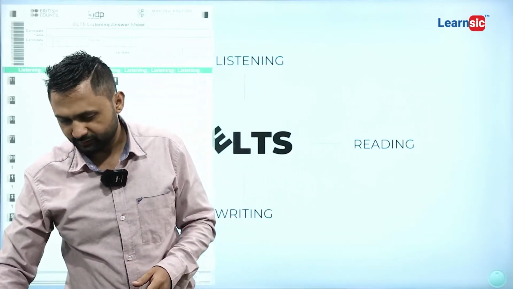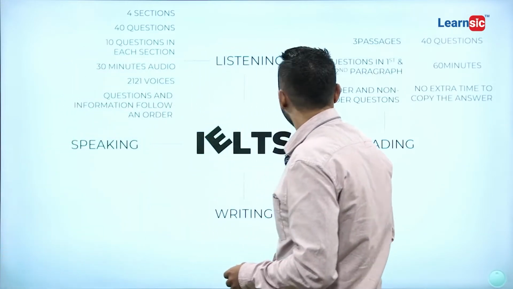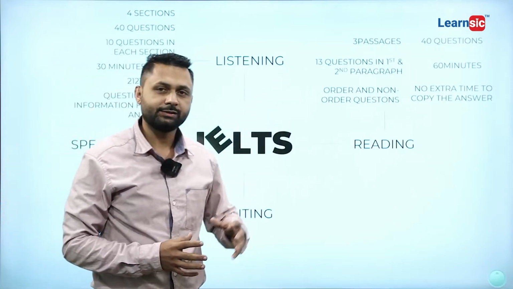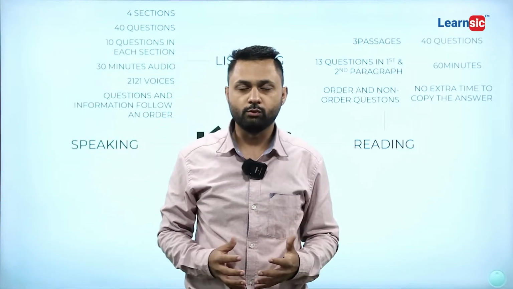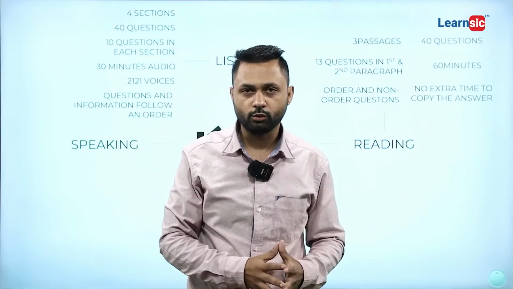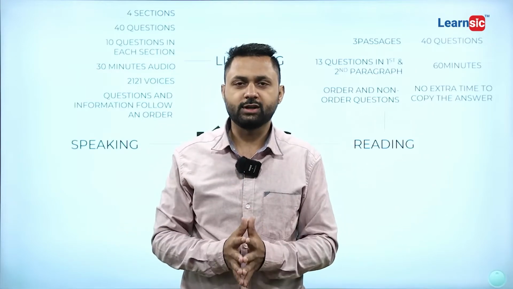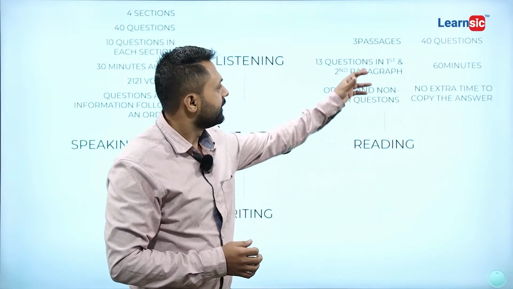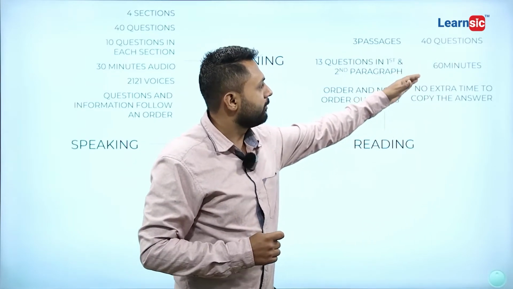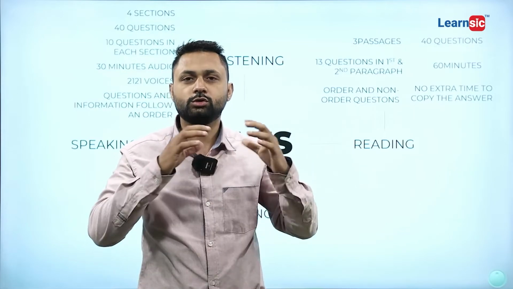Let's go to the reading section. In the reading section, we have 3 passages. The word limit of one passage can be 2500 words. Sometimes it can be 2200 words, and sometimes it can be 2800 words. So on average, it can be 2500 words. There are 3 passages and 40 questions as in the listening section, and you have altogether 60 minutes to do the reading test.